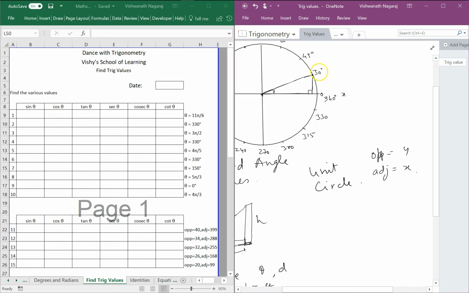So then the coordinate of this point becomes x comma y. Sine 30 degree, remember we are doing it for 30 degree. So sine 30 degree is equal to, sine is what? Opposite by hypotenuse, right? Opposite is what? Opposite is y, right? If you convert it into a rectangle, then this is the same as this. Okay, and the hypotenuse we know is 1, because it is a unit circle. So sine 30 degree is equal to y.